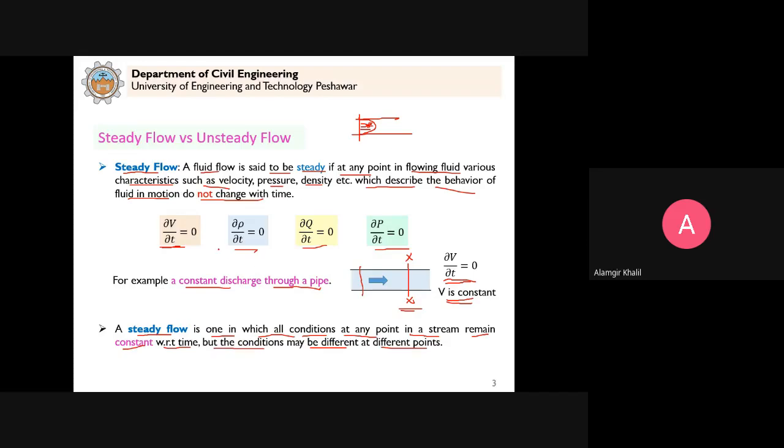So I'm not sure why you want to mix it with steady flow, that is, what is the difference between steady flow and laminar flow. I hope your question is clear now. Is it clear? Yes sir.